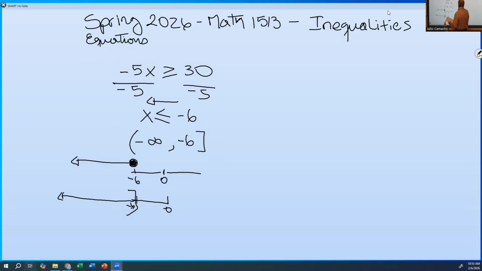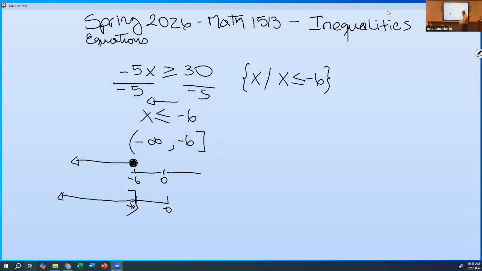And you need to do the set builder. You put your curly brace, x, the bar, and you put this inequality: x is less than or equal to -6, and you finish. So those are all the ways that you can express your answer. They will ask you to do all, one of them, or two of them; you know how to do it. Can we go to the next?